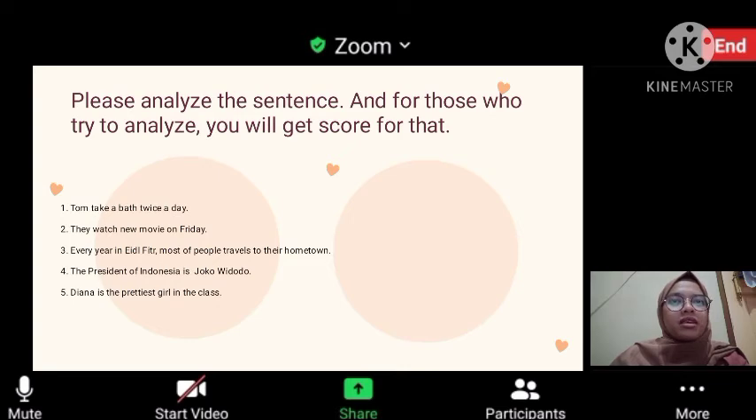Number 3, every year in Edelfeld, most of people travels to their hometown. I think the ending s shouldn't be added here because the subject is most of people, which is a plural subject. It should be most of people travel to their hometown, and it's a kind of habit. I think that's all, ma'am. Maybe others want to analyze the rest.